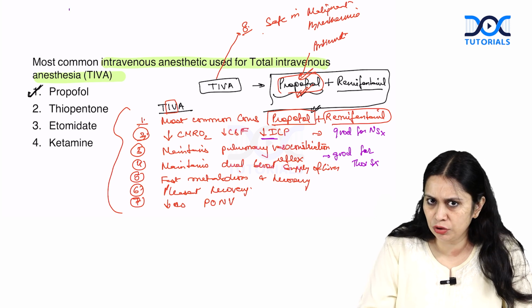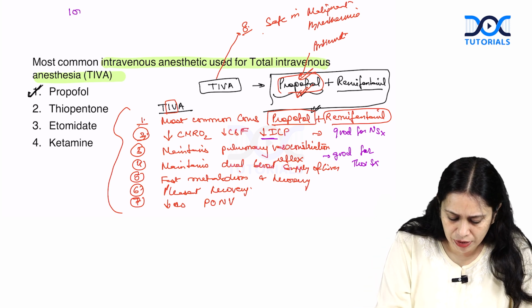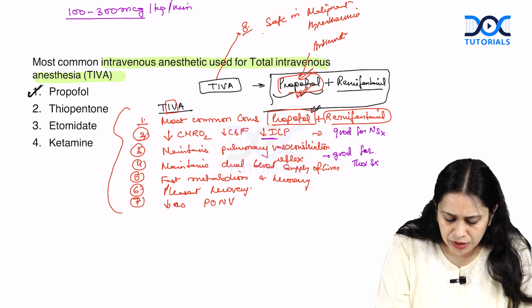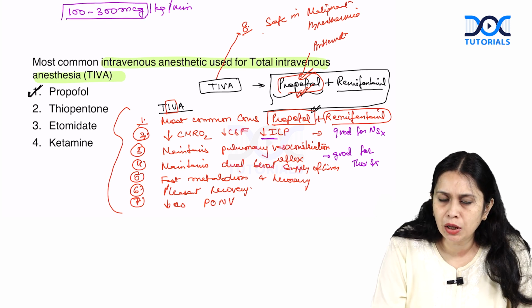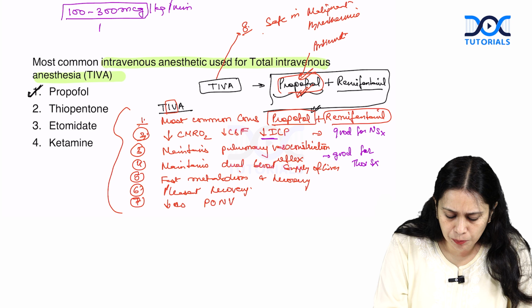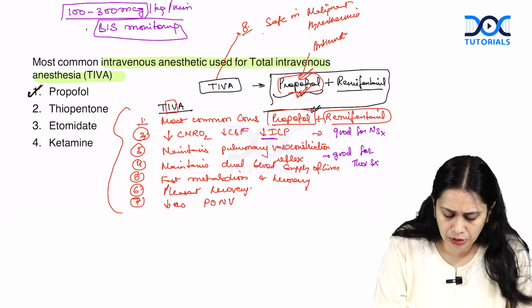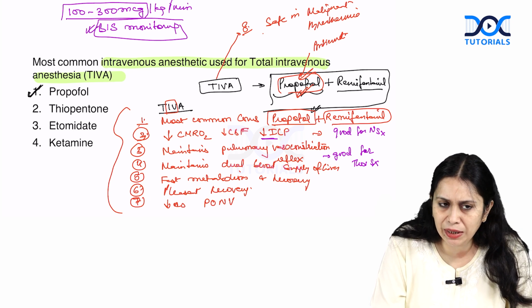the maintenance dose for anesthesia has a wide range of 100 to 300 microgram per kg per minute. So we need to titrate it according to the requirement of the patient. And how would we titrate? With the help of BIS monitor. The requirement can increase and decrease in a patient, and with BIS monitoring we can titrate the dose up and down.